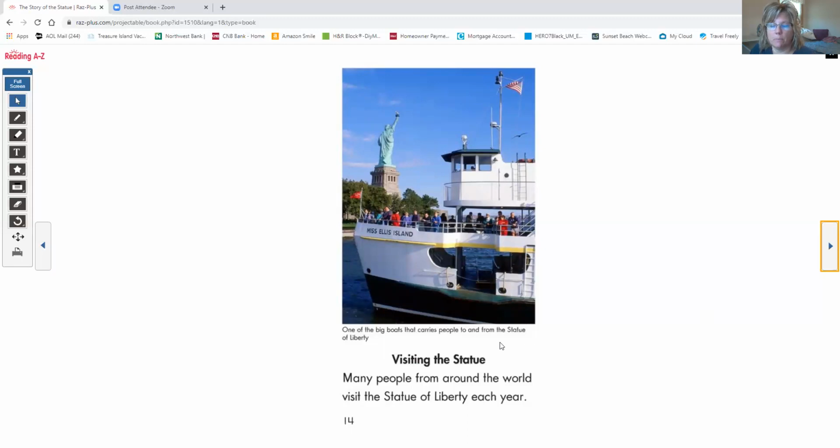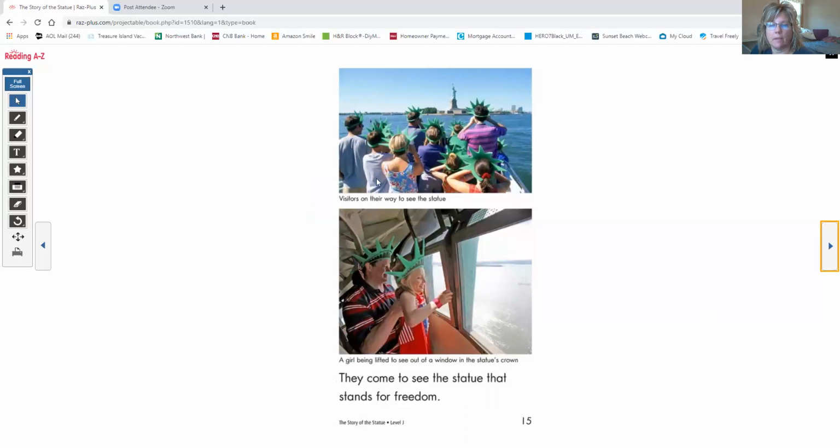Our caption here, one of the big boats that carries people to and from the Statue of Liberty. Visiting the statue. Many people from around the world visit the Statue of Liberty each year. Wouldn't that be fun to do? Visitors on their way to see the statue. A girl being lifted to see out the window in the statue's crown. So she's up in the very top of the statue looking out the window that's in the statue's crown. They came to see the statue that stands for freedom.